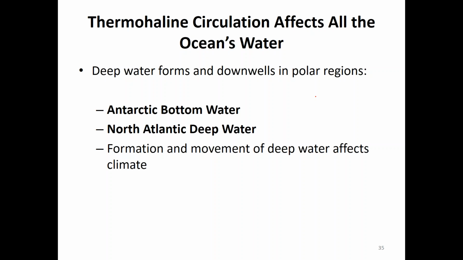Why? Because as it goes down, cold water somewhere else is coming up, usually near the equator. And as that cold water comes up, it's going to absorb heat. Okay, and so this overturning of the ocean is kind of distributing heat throughout the volume of the ocean.